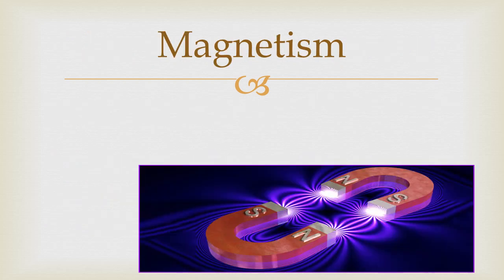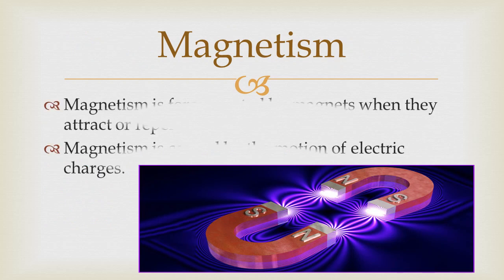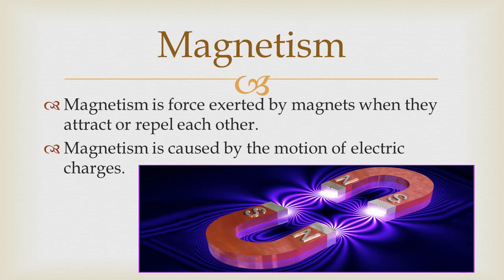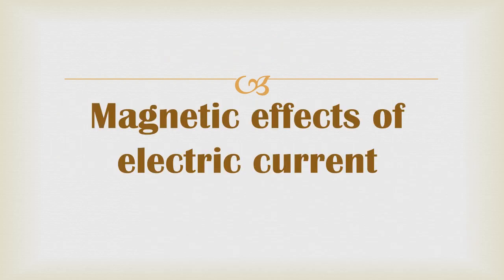Now students, we will see about the second part of the chapter, that is magnetism. Let's see about magnetism. So students, magnetism is a force exerted by magnets when they attract or repel each other. Magnetism is caused by the motion of electric charges. Electric charges means magnetism is caused by the motion of electrons or flow of electrons. So it's all about the magnet and electricity or electric charges. Now we are going to learn about the magnetic effects of an electric current.